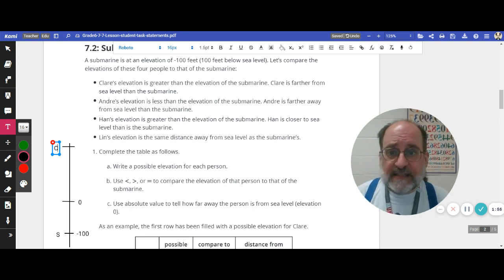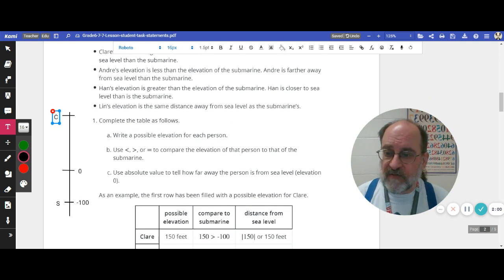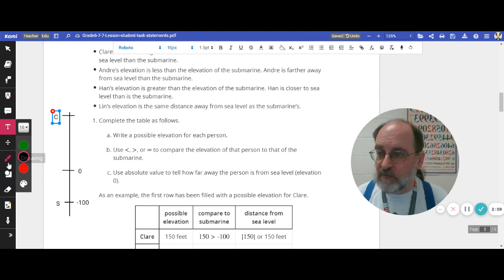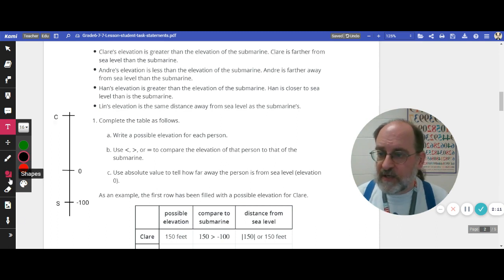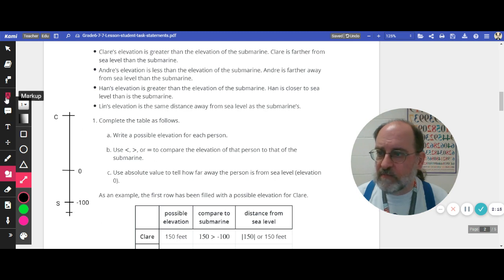Andre's elevation is less than the elevation of the submarine, and Andre is further away from sea level. So Andre has to be below the submarine. And if he's below the submarine, he will definitely be further away from sea level. So again, let's put a tick mark there and put A for Andre.